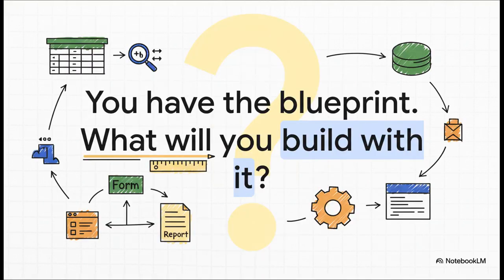So now you get it. You understand how these 6 core objects work together. You've gone from being totally lost in that maze to holding the actual blueprint in your hands. You now have the knowledge to build a real living system that can store, find, use, and automate your data. So the only question left is, what are you going to build with it?